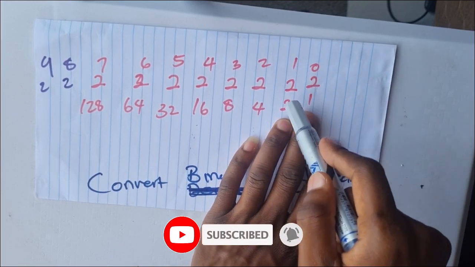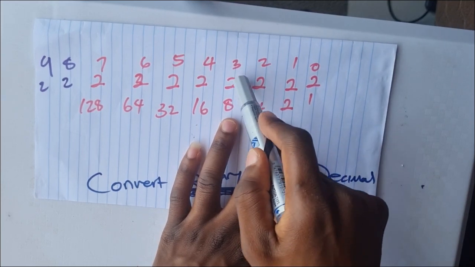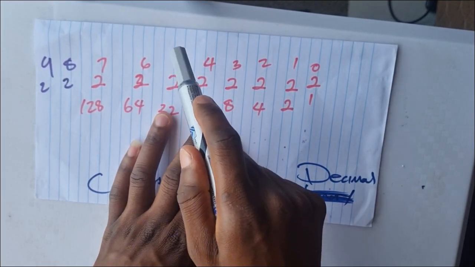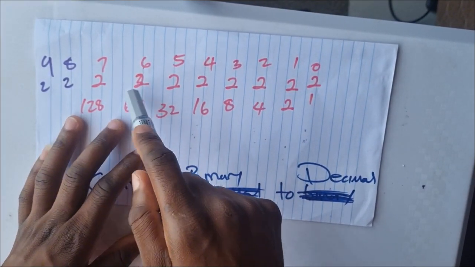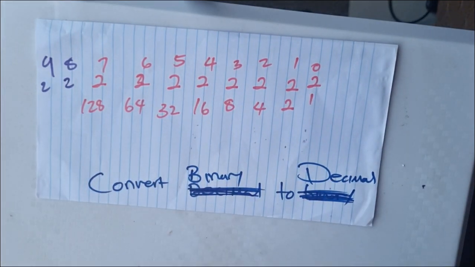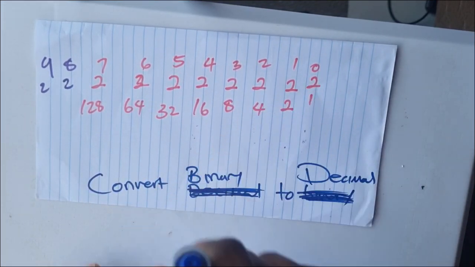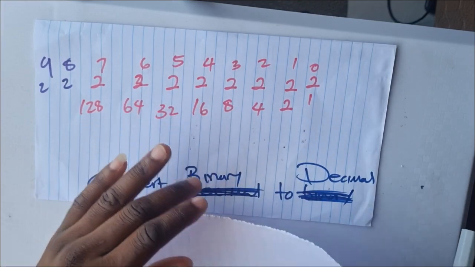2 to the power 1 gives us 2. 2 to the power 2 gives us 4. 2 to the power 3, 8. 2 to the power 4, 16. 2 to the power 5, 32. 2 to the power 6, 64, etc. So now when we are converting, we have to consider the powers of 2, like I labelled them here.